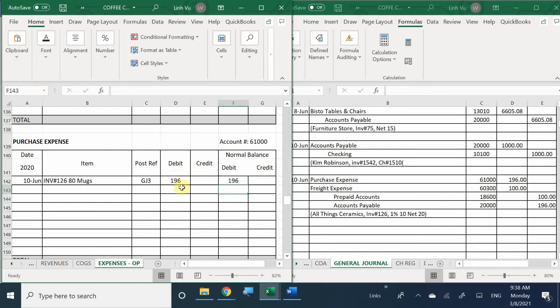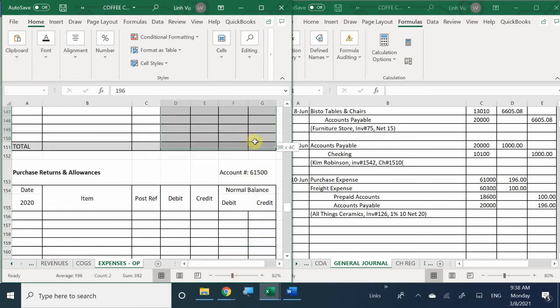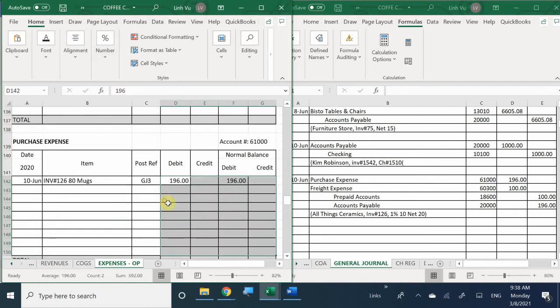Okay, so there you go. This is my very first entry here. So that means the next couple of entries I will keep adding and adding to my purchase expense.